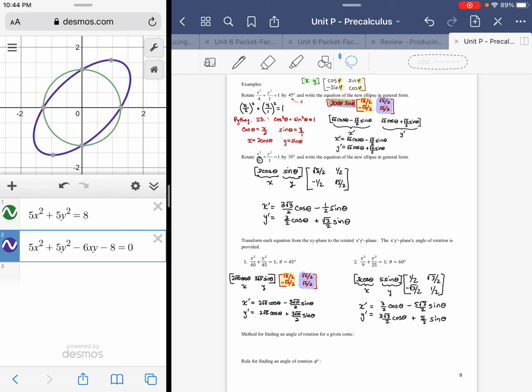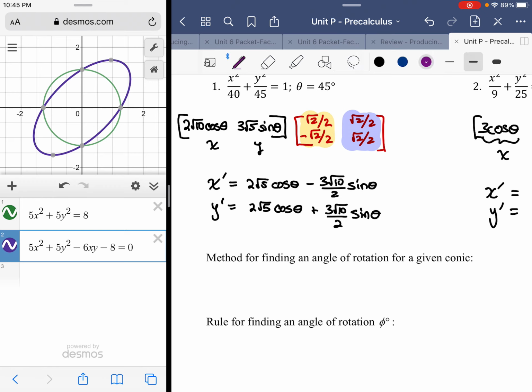So we're looking at the bottom of page 9, and then we'll get on to page 10 in a minute of the Unit P packet. We're talking about the method for finding an angle of rotation for a given conic. The process is pretty straightforward, but there's a long story as to why everything works the way it does.